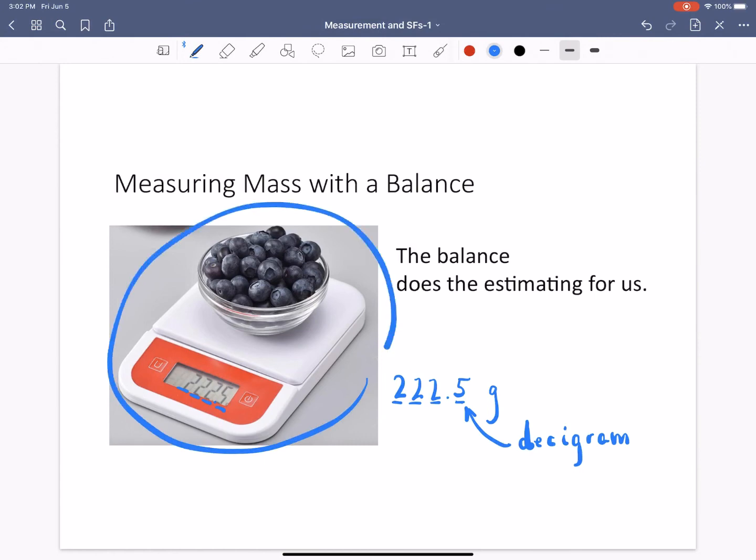This tool is referred to as a decigram balance. All balances measure in grams. This tool goes to the 1/10 of a gram, and that's the estimated digit.